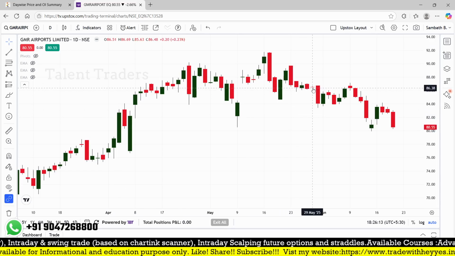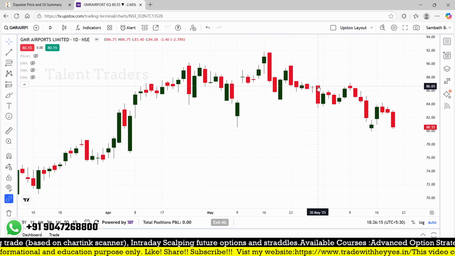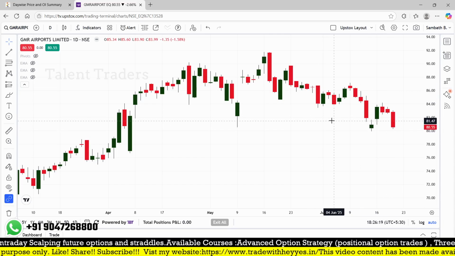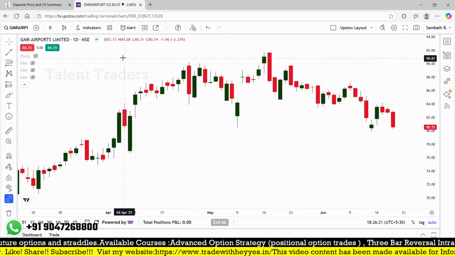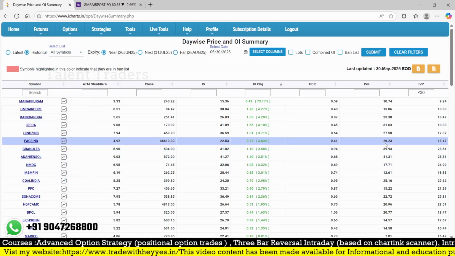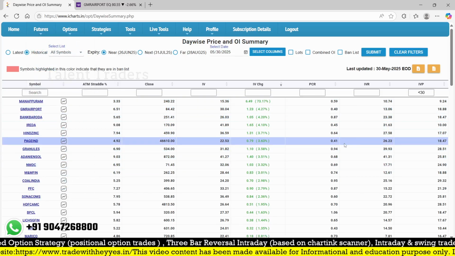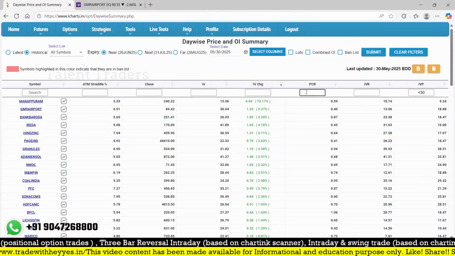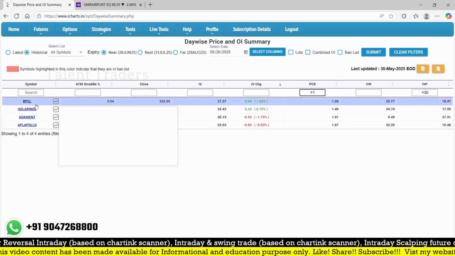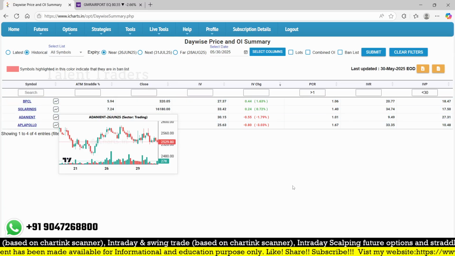And this has also changed here, but in this case it is on the downside, from 86 almost near about 10%, near about 8% lower from the beginning of the month. Manappuram has increased more than that. So by using this tool you can also filter such kinds of things, or you can filter PCR, put call ratio, more than one. You can simply find out these are all the stocks having a put call ratio more than one.